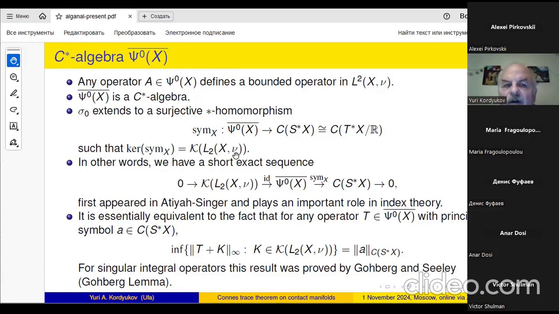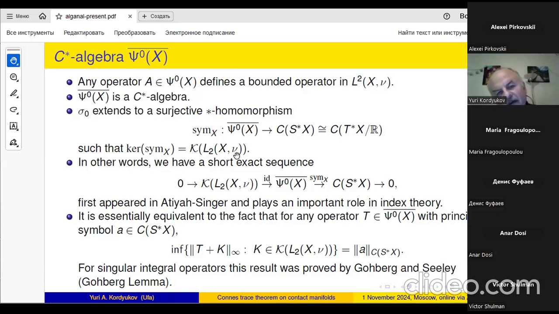So instead of an infinite long exact sequence, we have just a six-term exact sequence, and some maps, which are just index maps, and this is one way to define the index map in K-theory.